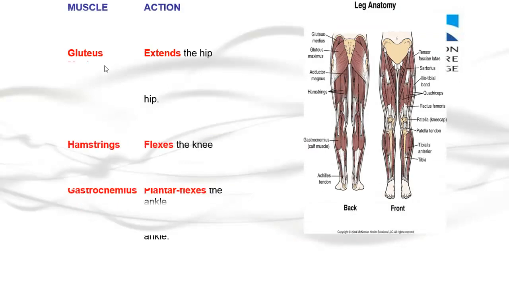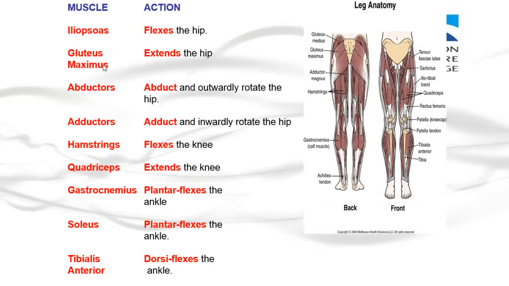Okay, finally we have the iliopsoas, which is also known as your hip flexors. They flex the hip, that's lifting the leg in front of you. Gluteus maximus extends the hip, so taking the leg behind you. Abductors abduct and outwardly rotate the hip. Adductors adduct and inwardly rotate the hip.